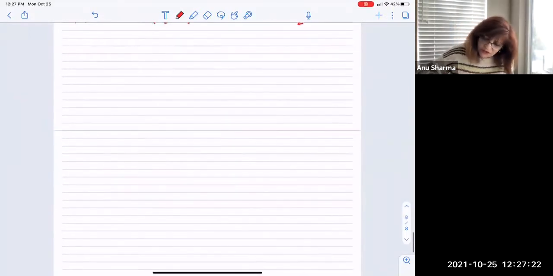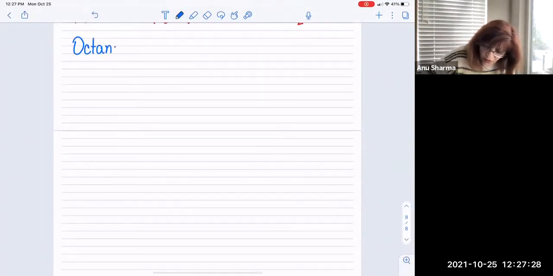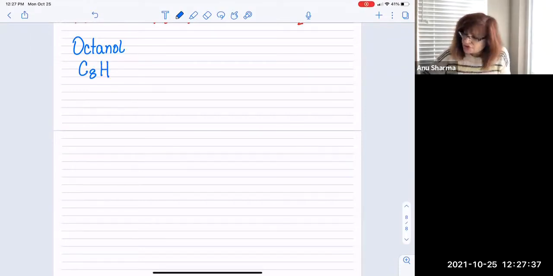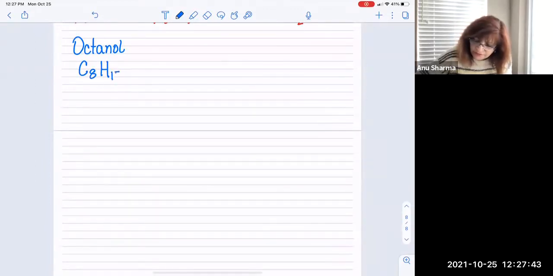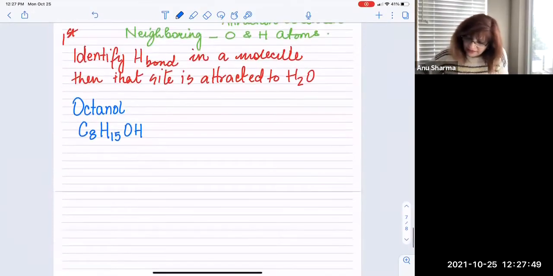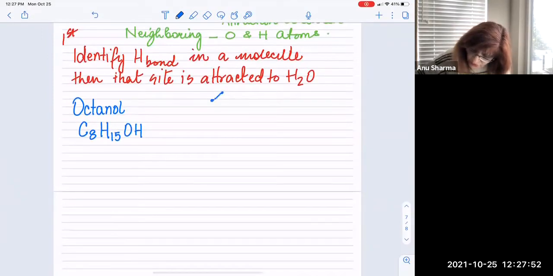Okay, so this is very interesting. You have, let's say, octanol. Octanol is made up of 8 carbons, C8, H15, O, H. Do I have this right? One second. So 1, 2, 3, 4, 5, 6, 7, and 8. And then comes oxygen and hydrogen.